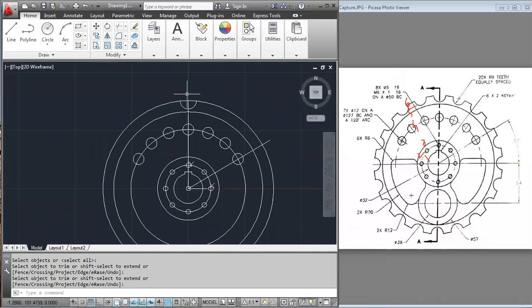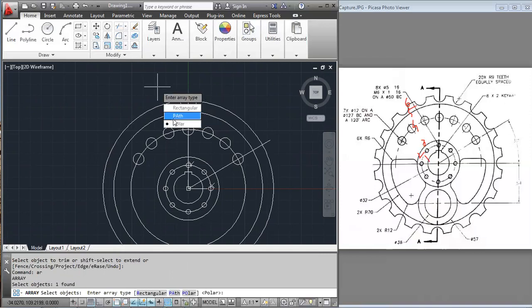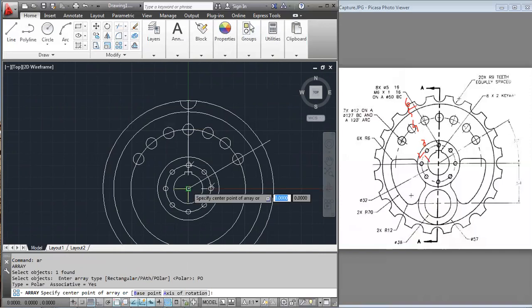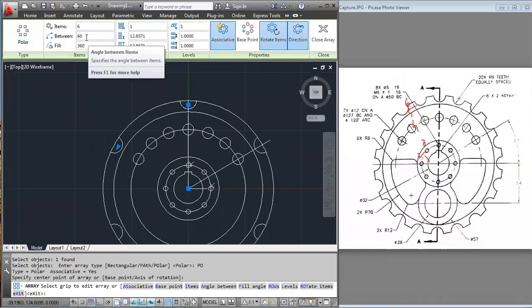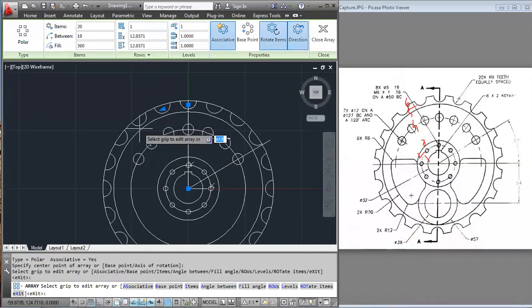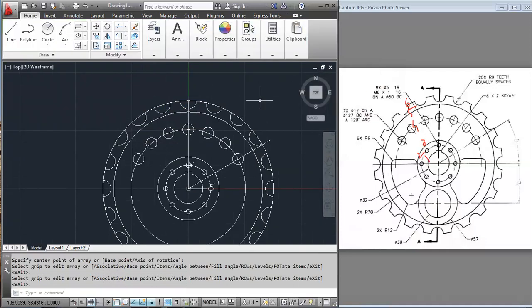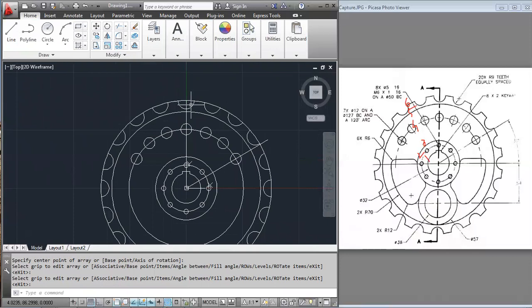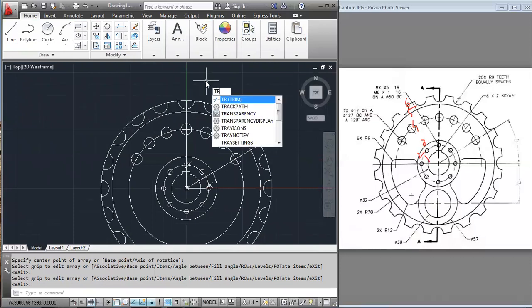I can just go for AR, which stands for array, and I can click on it, enter. I will go for polar array. This would be my center. There are 20 numbers, right? So 20, enter. 20 pockets are there, and you can just press enter or close the array. I am pressing enter over here. After that, see, if you select one, all of them will be selected, right? So you can export them. But do we really need to export them?